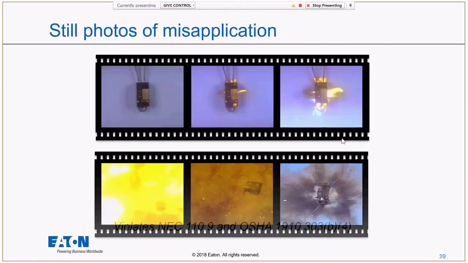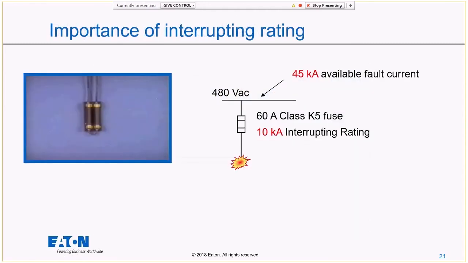So here are some still photos. You can see pretty much immediately here, it is trying to interrupt that fault current, but there's a little bit too much energy. It's not able to handle all of the current going through it, and that's where we get the boom effect. So in fairness, we're going to do the same thing to a fuse.